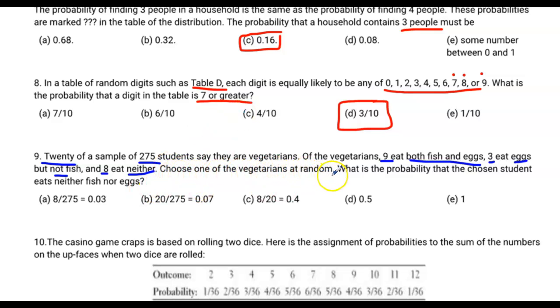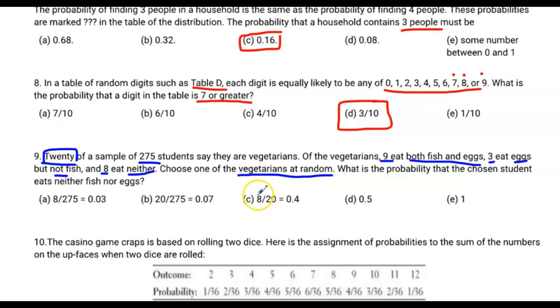Choose one of the vegetarians at random. Okay, one of the vegetarians at random. That means all we're concerned about is the 20 vegetarians in the sample. We're not concerned about the rest of the 235 people, because only 20 of them say that they're vegetarians. So that makes it a little bit easier.